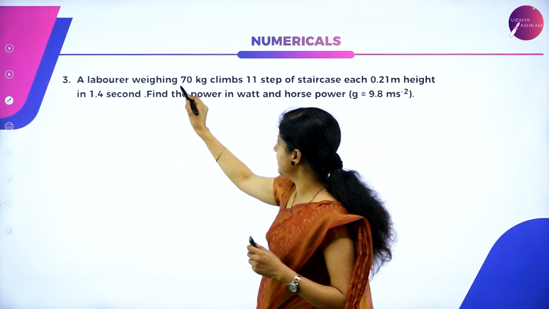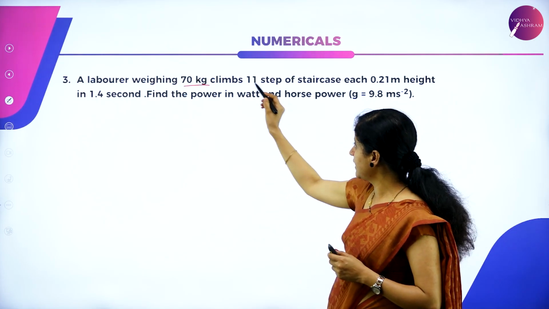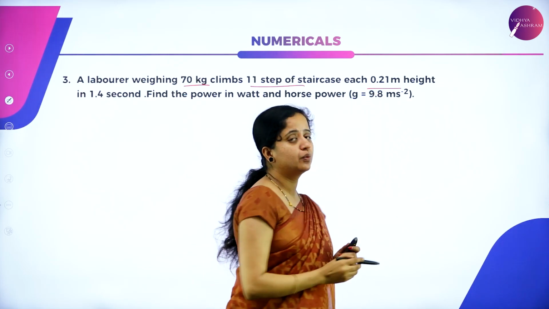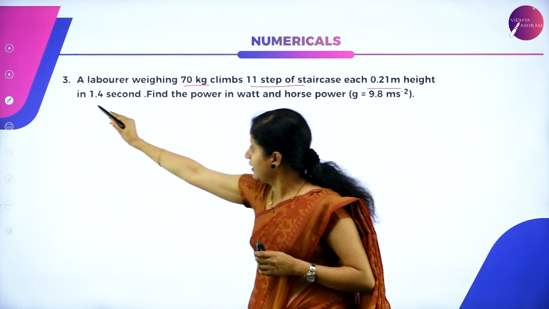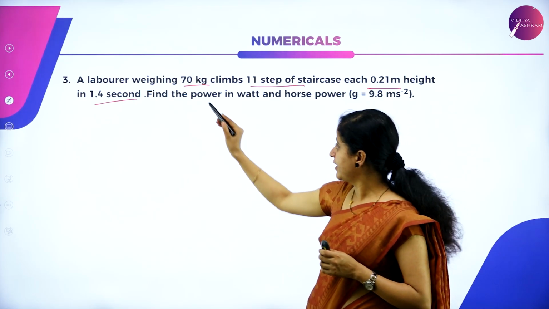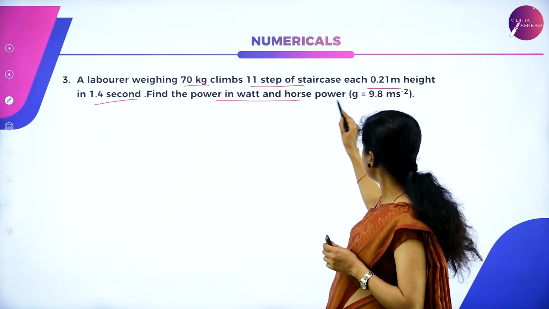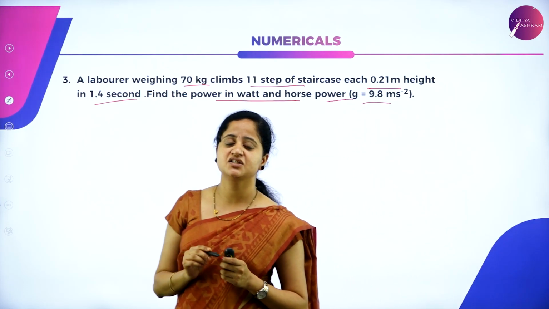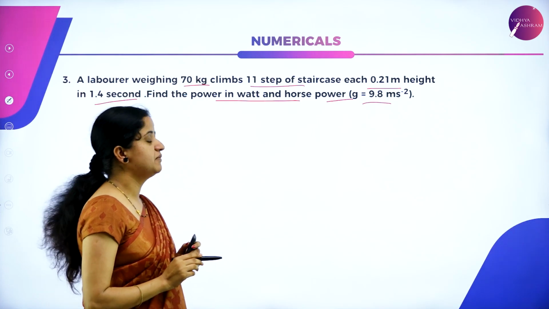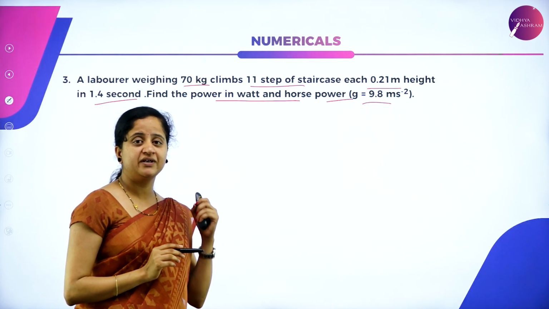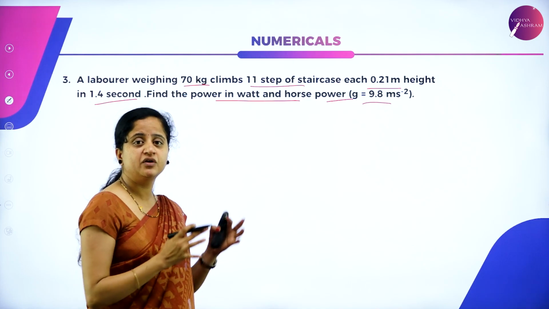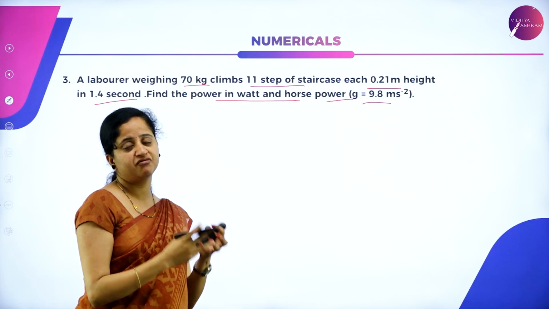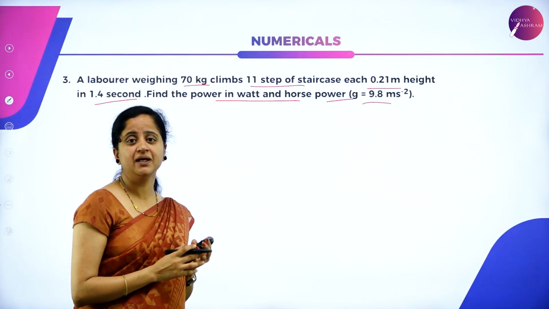Our next problem is: a laborer weighing 70 kg climbs 11 steps of a staircase, each of 0.21 meter height, in 1.4 seconds. Find the power in watt and horsepower, and it is given that the value of g, that is acceleration due to gravity, is 9.8 meter per second square. In solving any problem, it is very important to understand what the given data are, so that we can make use of the data given and find whatever is to be calculated.